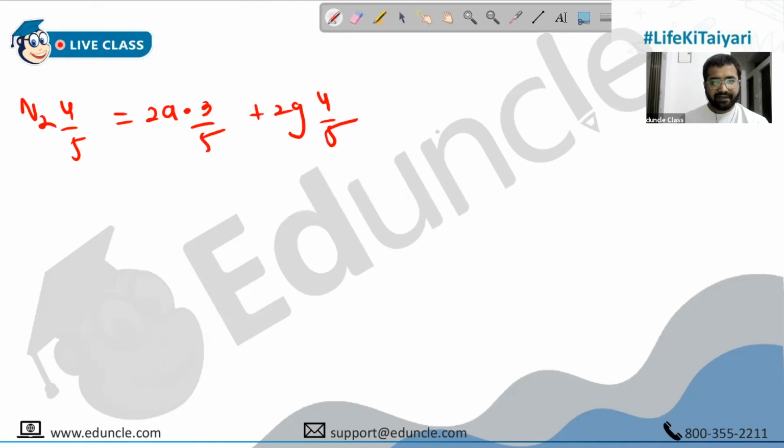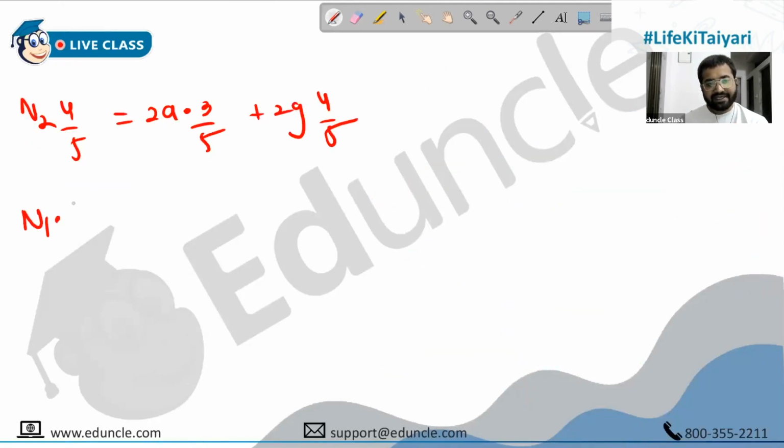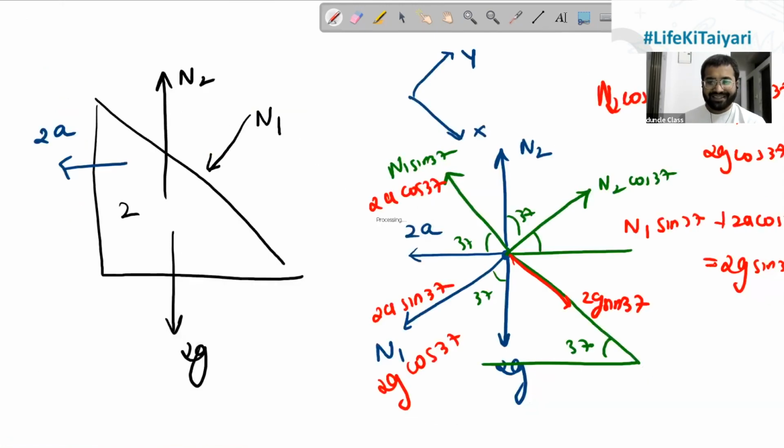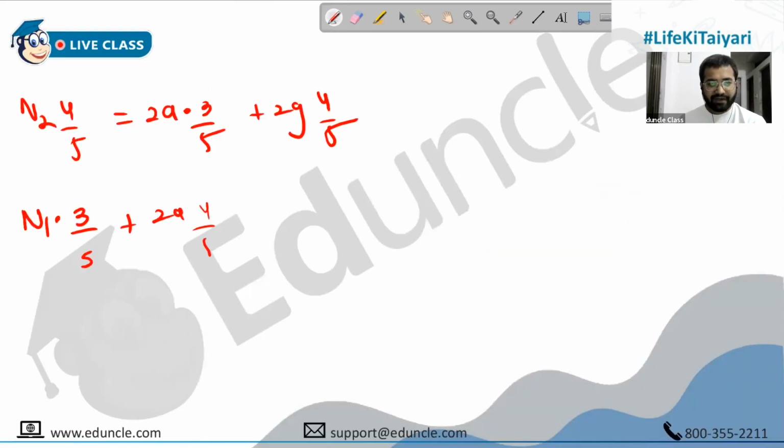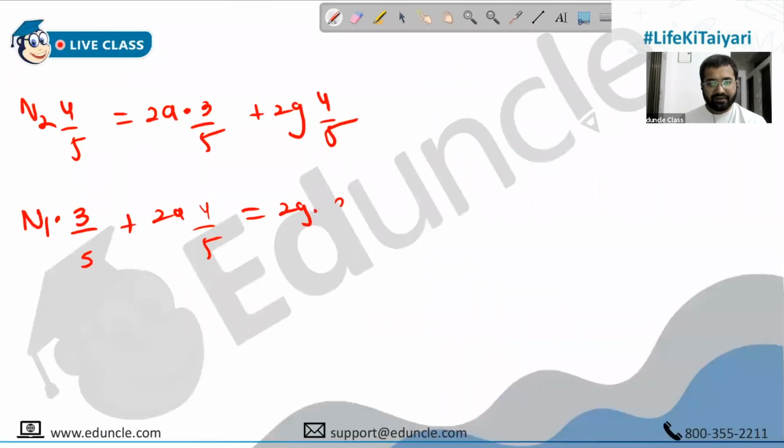Next, what is the other equation? n1 sine 37, that is 3 by 5. Then 2a cos 37, so that's 2a times 4 by 5. This is 2g sine 37, so 2g into 3 by 5. You can tell me if by any chance I have written anything mathematically wrong. Physically, I think we have done it correctly.